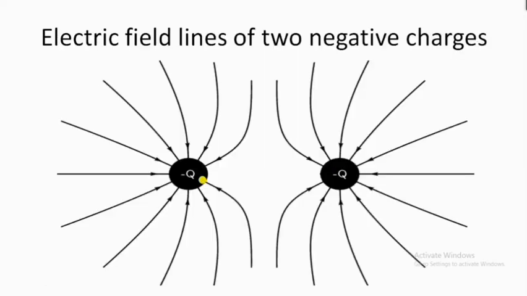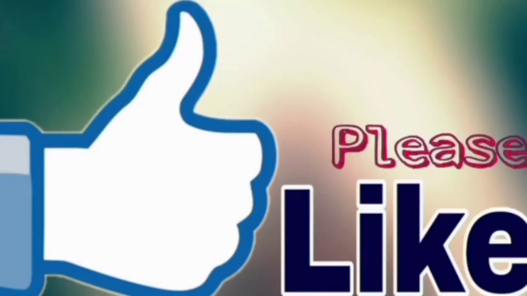This is the diagram you should pause and copy. This is the electric field lines for two negative charges. It is similar to that of two positive charges, only the difference is the arrow. For positive charges, the arrow will be outward, and for negative it is inward.